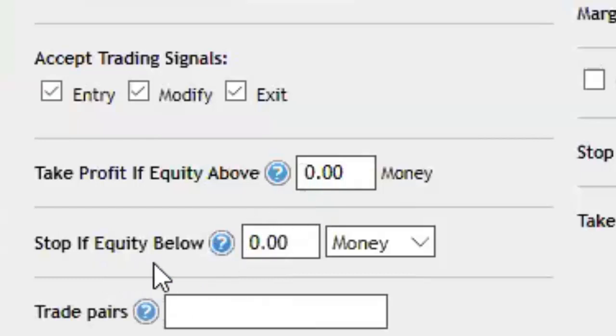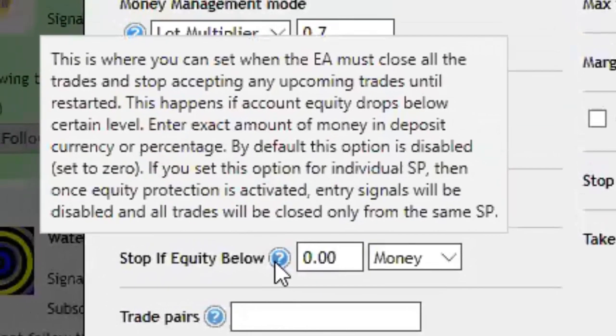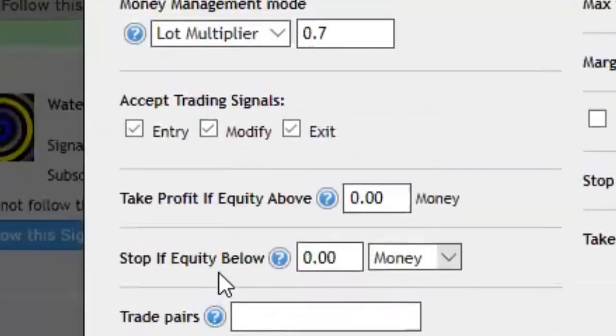Stop if equity below a certain amount. So this is as good as putting your own stop loss in terms of physical amount or percentage form based on the equity again, right? So for example, if your equity currently is 5,000, if the equity were to fall to 4,000, it will stop all positions. In a way, it's like a cut loss based on your equity.